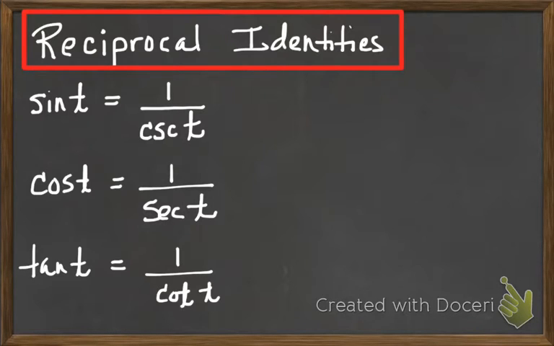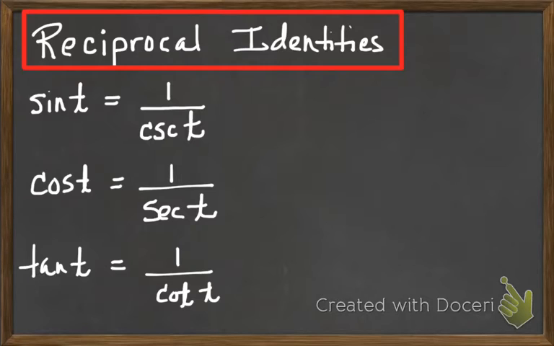This looks different. It's still the same thing that I showed you a while ago. Sine and cosecant are reciprocals. Cosine and secant are reciprocals. Tangent and cotangent are reciprocals. But the identities look a little bit different.